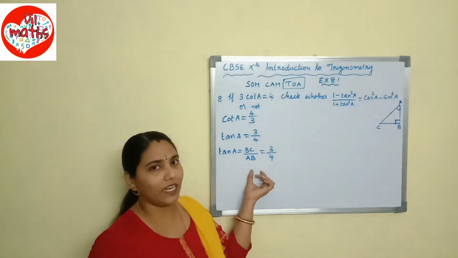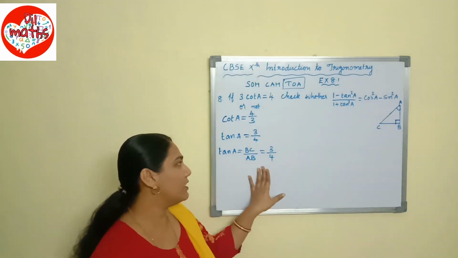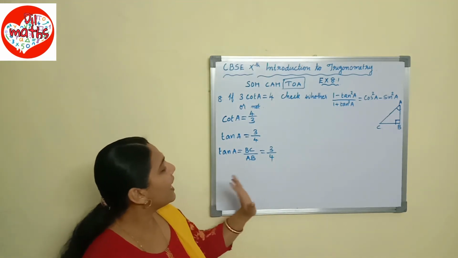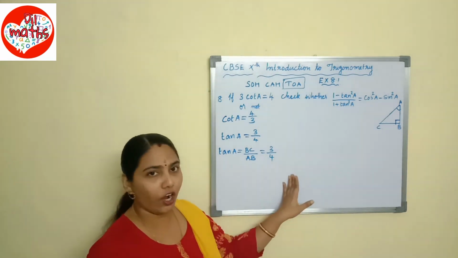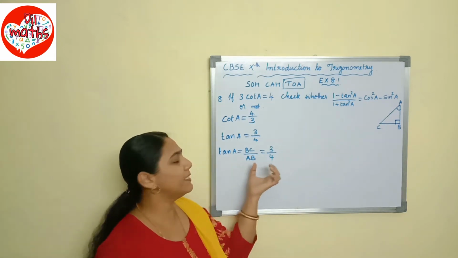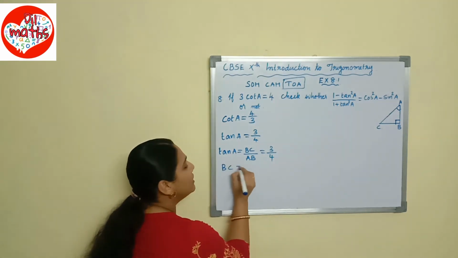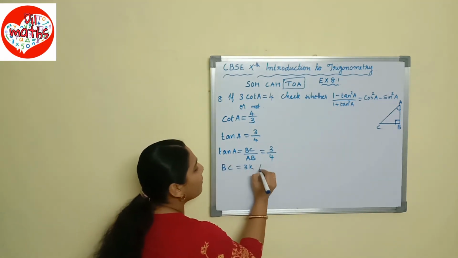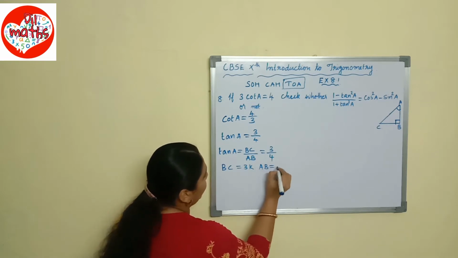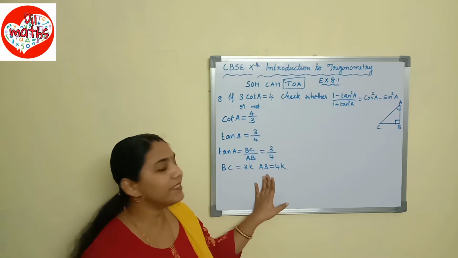This doesn't mean that BC is equal to 3 or AB is equal to 4. What is the meaning of this? That means BC and AB are in the ratio of 3 is to 4, isn't it? That means BC is to AB is equal to 3 is to 4. So what will be BC? BC is equal to 3K and AB is equal to 4K.